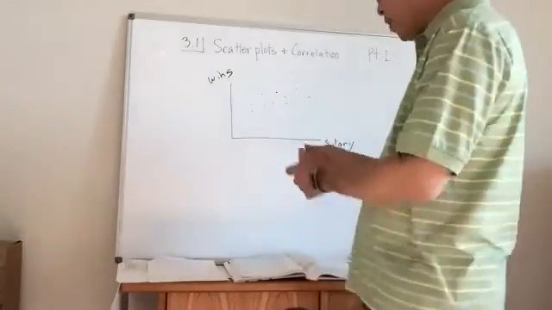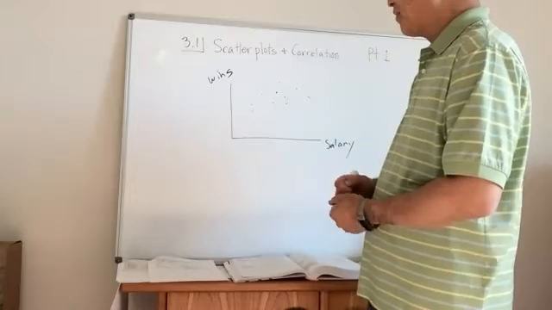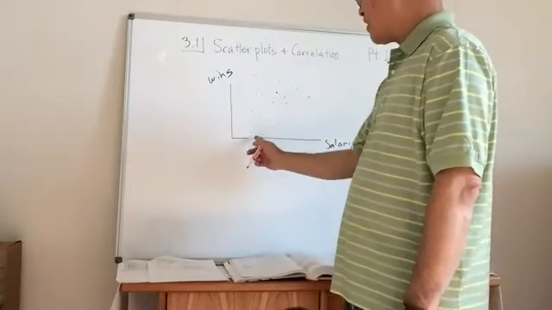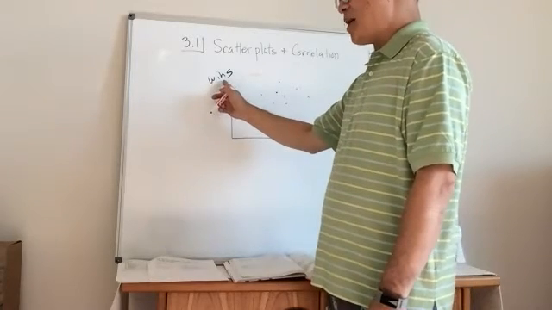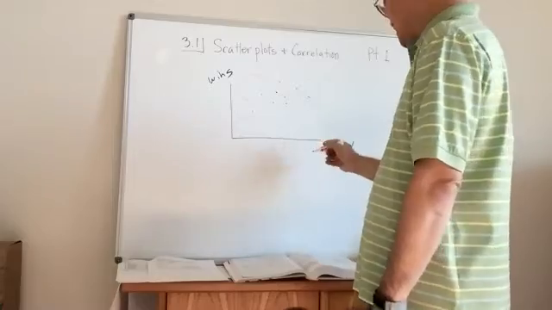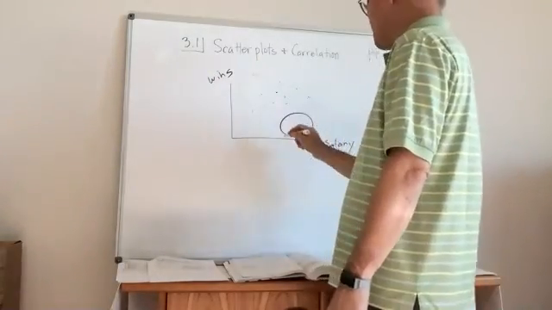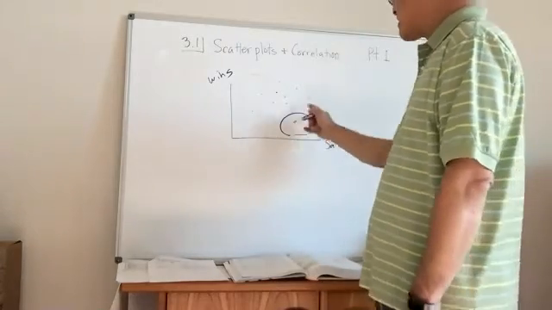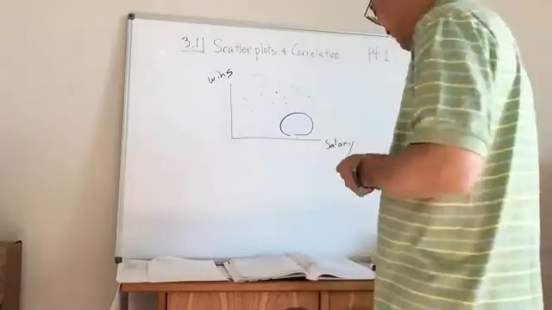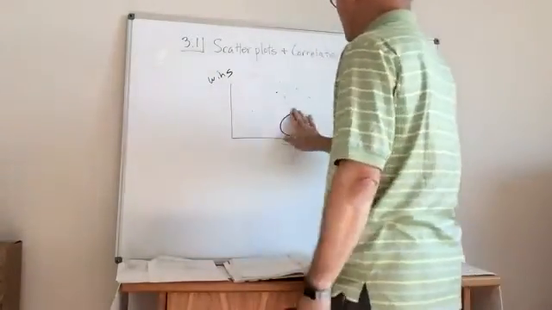Where do you want to be here? You want to be over here, in this area where you're spending little salary and getting many wins. Where you don't want to be is down here, where you're spending lots of salary and getting few wins. So how would you describe this scatter plot?